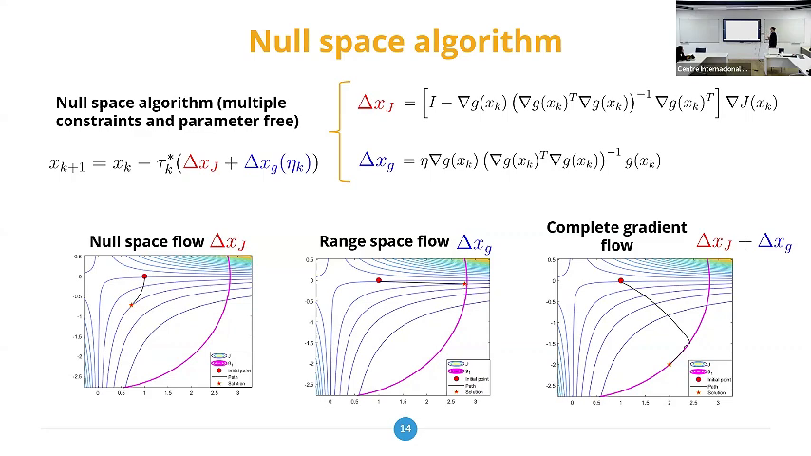So we project the gradient of j in the kernel of the gradient of g, and therefore we are minimizing the cost function while keeping tangent to the constraints. This is the tangent space of the constraints. And on the other hand, we have the range space flow, which basically is the opposite, is a direction which aims to get closer to the constraint at each iteration. And so by a combination of the two directions, we obtain the complete flow.